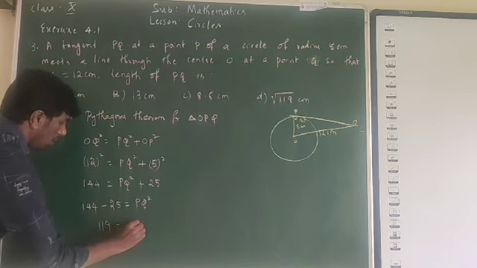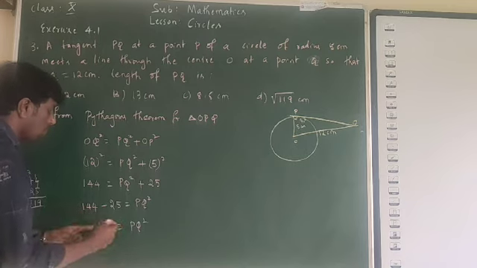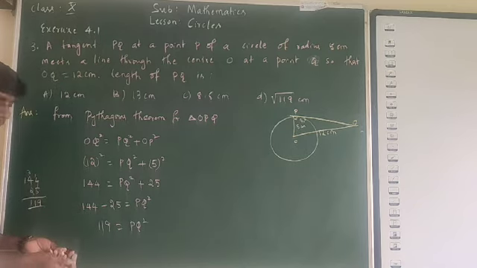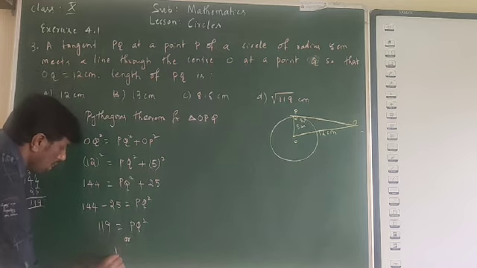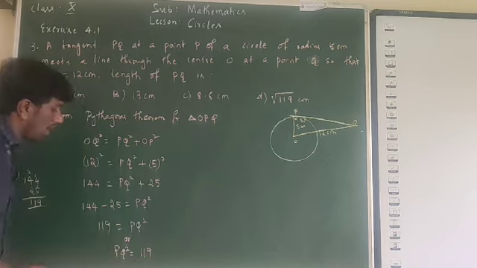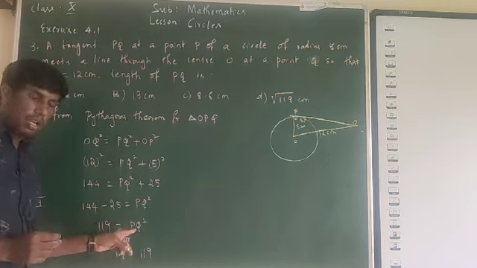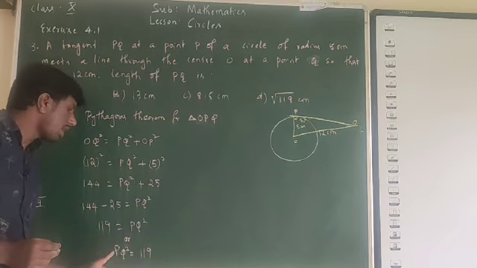119 is equal to PQ square, or PQ square is equal to 119. Both are the same. LHS is equal to RHS, RHS is equal to LHS. You can write it in reverse. That is, PQ square is equal to 119. LHS goes to the RHS place, and RHS goes to the LHS place.